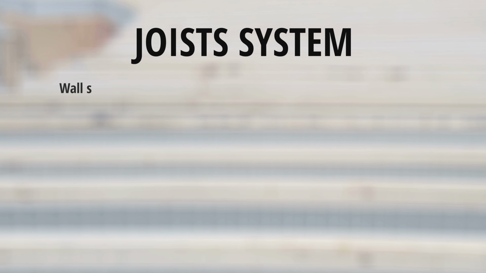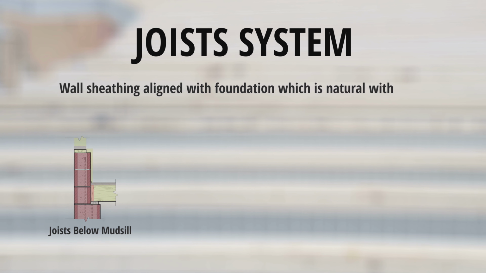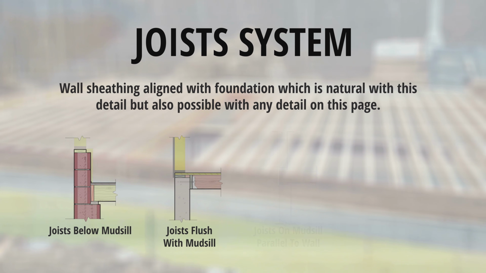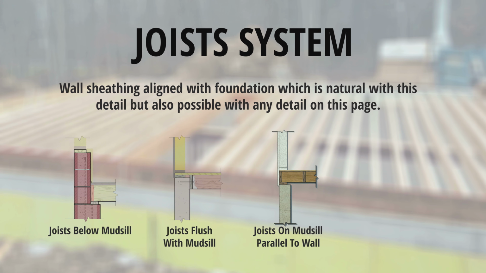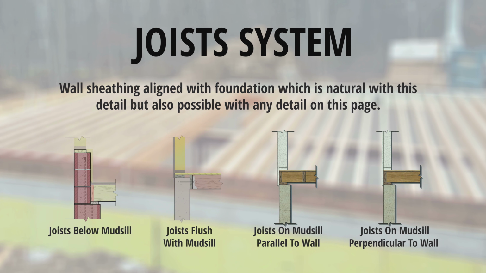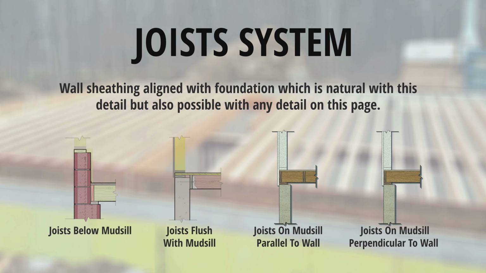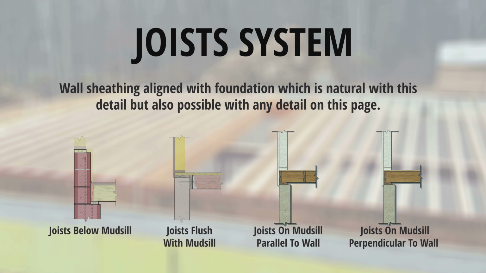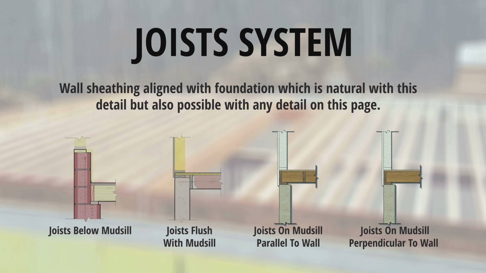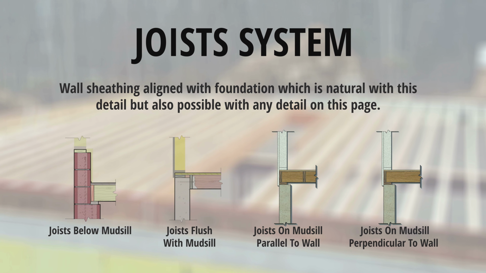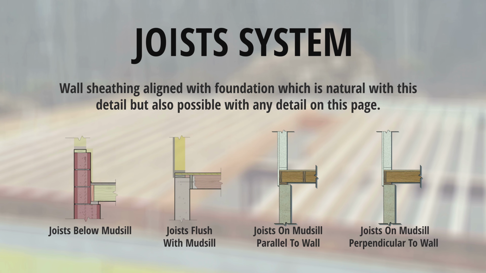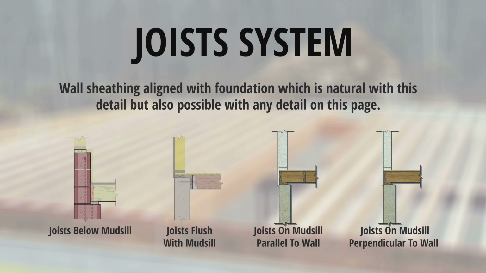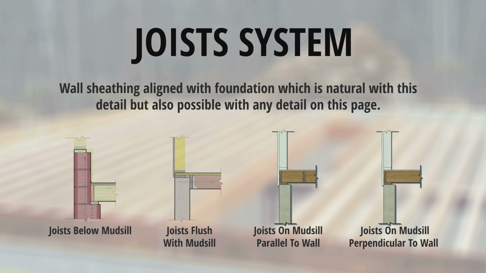Joist system. Wood sheathing aligned with foundation, which is natural with this detail, but also possible with any detail on this page. Let's take a look at this illustration. The one on the left: joists on mudsill perpendicular to wall, framed wall, subflooring, rim joist, floor joist, pressure-treated mudsill, foundation wall. And the one on the right: joists on mudsill parallel to wall, framed wall, subflooring, rim joist, common joist, blocking between rim joist and first common joist-bearing wall above, and resist rotation of rim joist, pressure-treated mudsill, foundation wall.